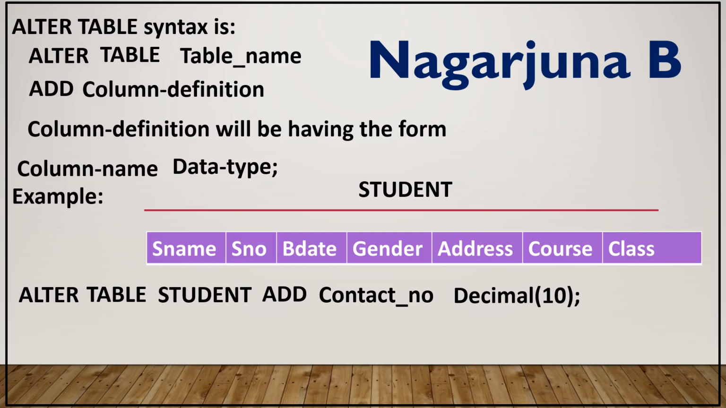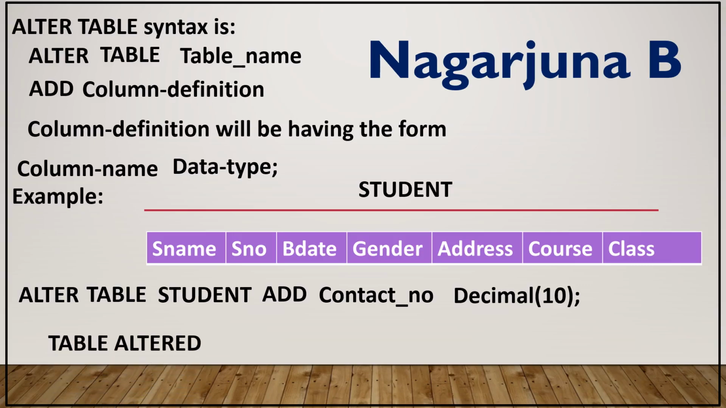After that, semicolon. Alter table name. Table name is student, and add is a keyword. After that, column definition. So column definition is contact underscore number space decimal within the bracket 10 semicolon. When you write this particular command, a contact number attribute will be added to the relation student. That means a column called contact number will be added to the table student. It will display the message as table altered.